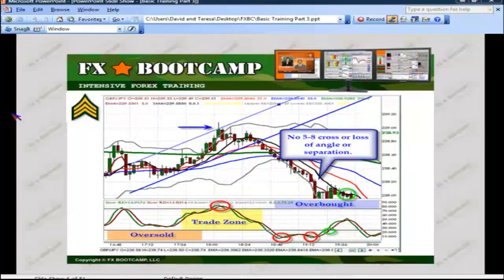Okay. And what we like to do in boot camp is try and match up, or align, I should say, stochastics with MACD. So when you get a MACD cross down, you're looking for a stochastic cross in the direction of your MACD, and then that's your strongest oscillator signal that you could generate.